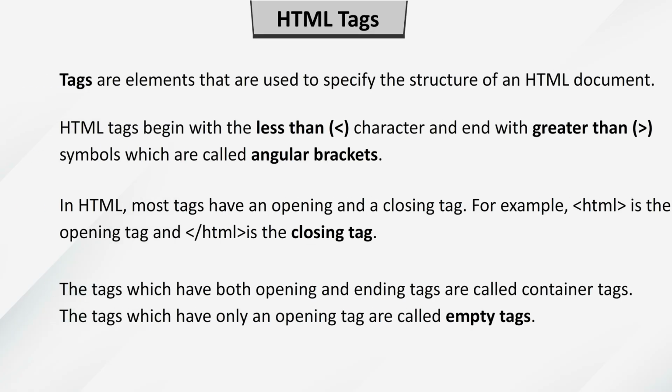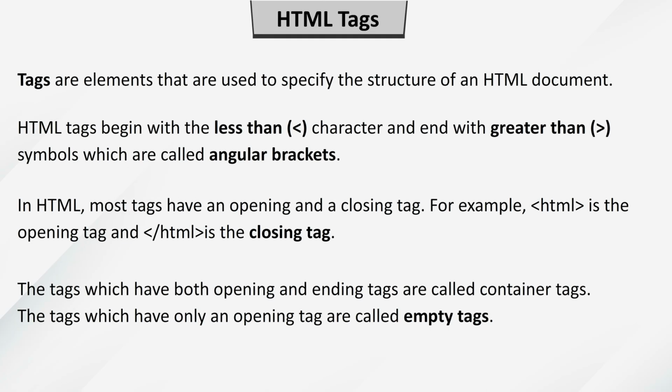HTML tags. Tags are elements that are used to specify the structure of an HTML document. HTML tags begin with the less than character and end with the greater than symbol, which are called angular brackets. In HTML, most tags have an opening and a closing tag.